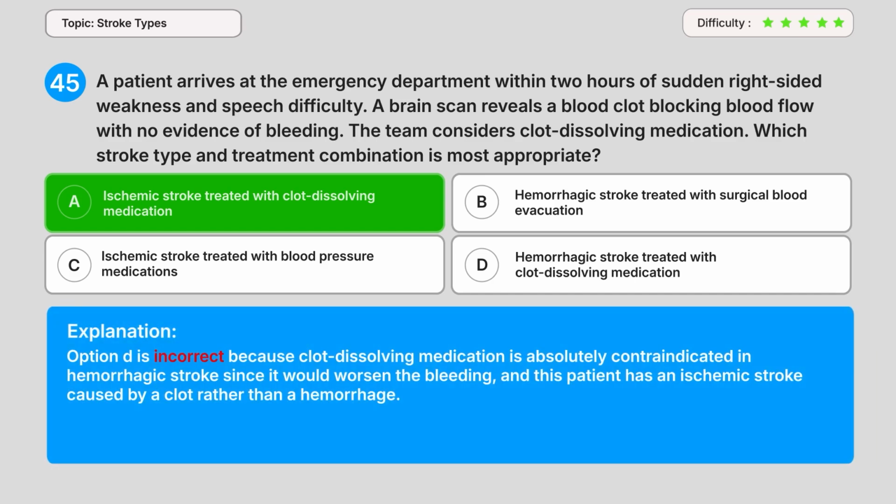Option D is incorrect because clot-dissolving medication is absolutely contraindicated in hemorrhagic stroke since it would worsen the bleeding, and this patient has an ischemic stroke caused by a clot rather than a hemorrhage.